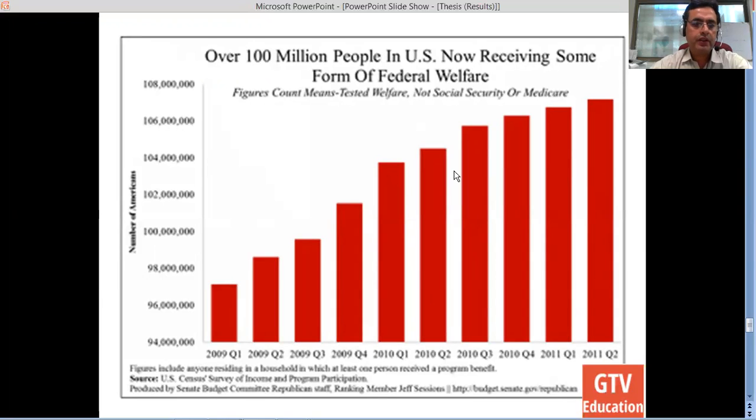Here is another misleading graph. It shows that over 100 million people in the US are now receiving some form of federal welfare. So it's a graph which is clearly showing an upward trend here, that more than 100 million people in the US are receiving some form of federal welfare.